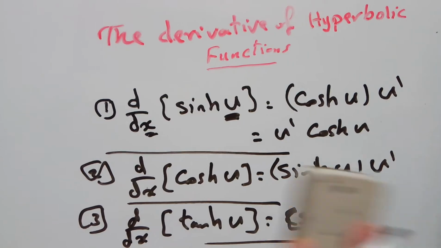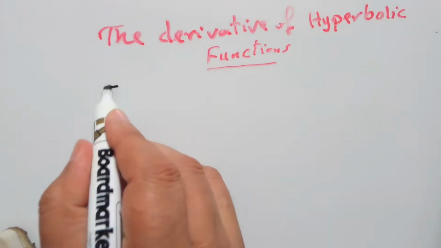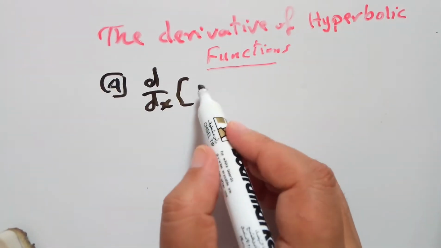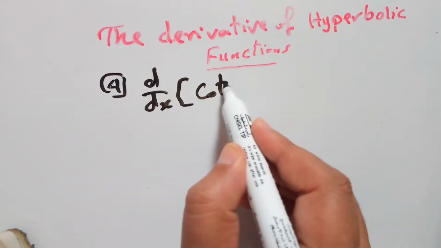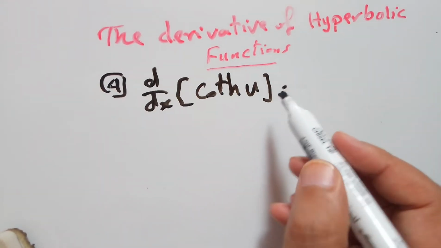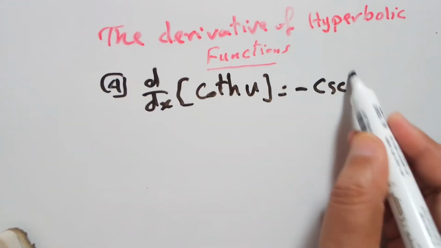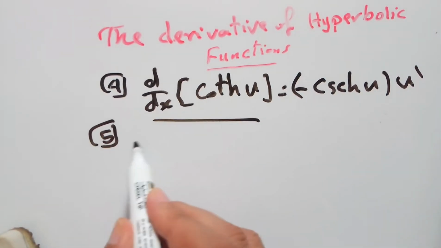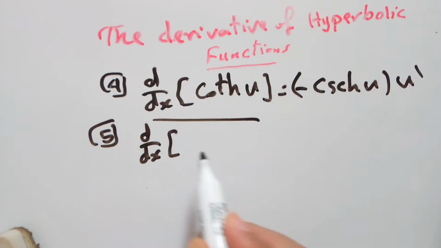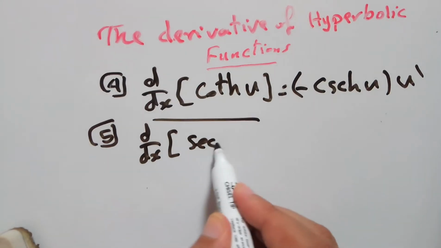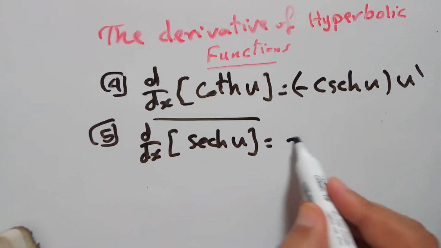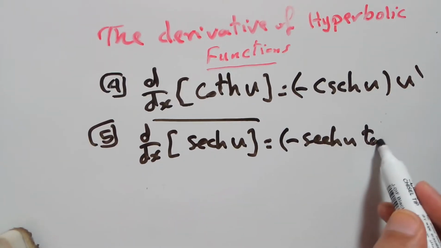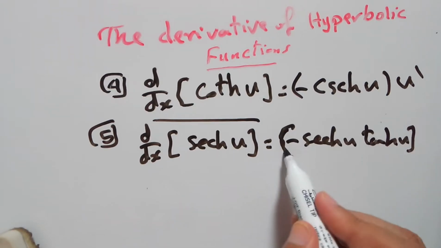Number 4, the derivative with respect to x of hypercotangent u is negative hypercosecant square u multiplied by u prime. Number 5, the derivative with respect to x of hypersecant u is negative hypersecant u hypertangent u multiplied by u prime.